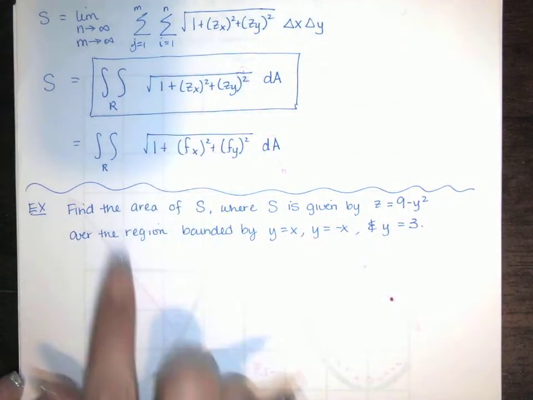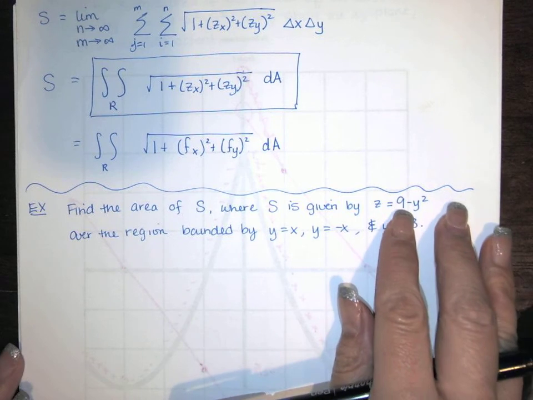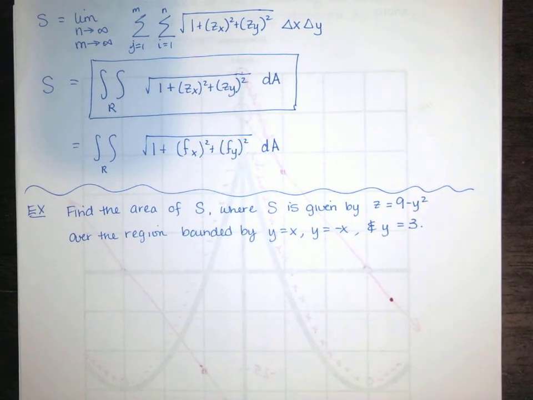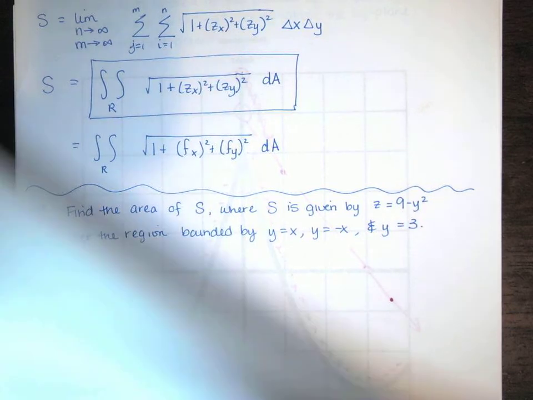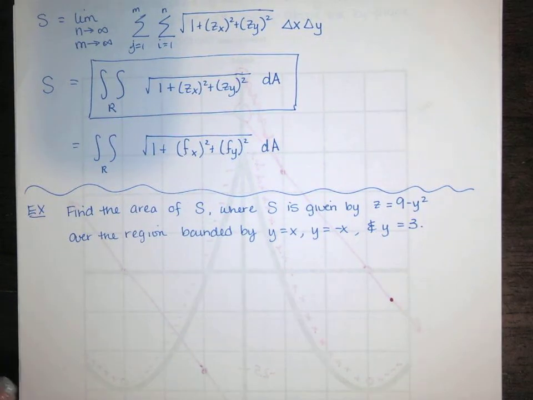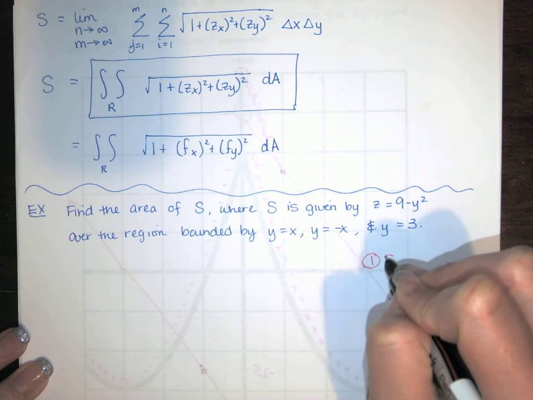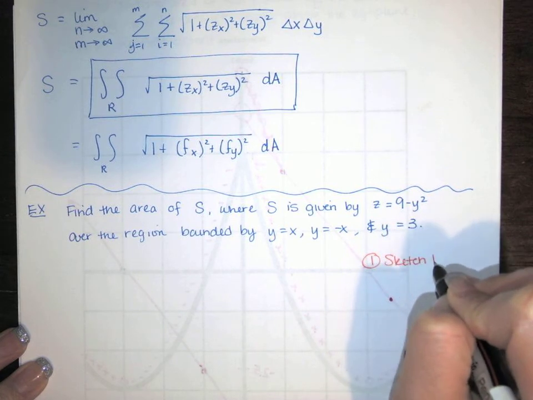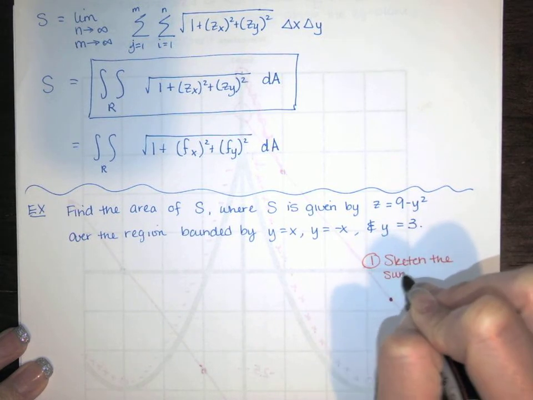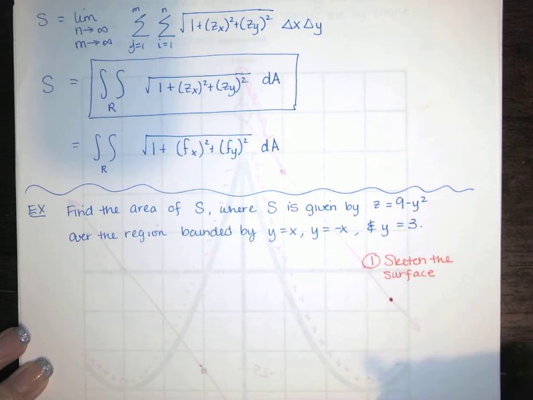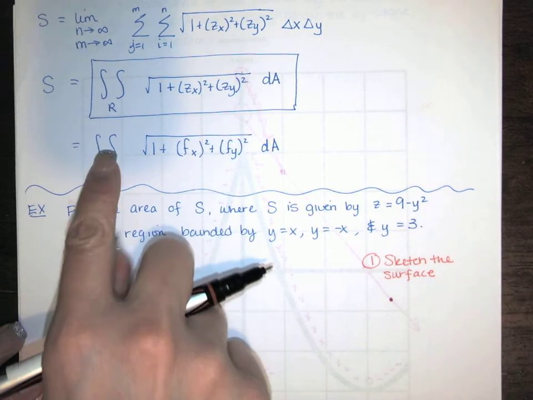Now, in order to use this formula, you absolutely do not have to sketch the surface. But for me, I like to sketch the surface. It helps me to visualize what I'm doing. So I would start by sketching the surface. You will have to sketch the region R so that you can find appropriate bounds for R.